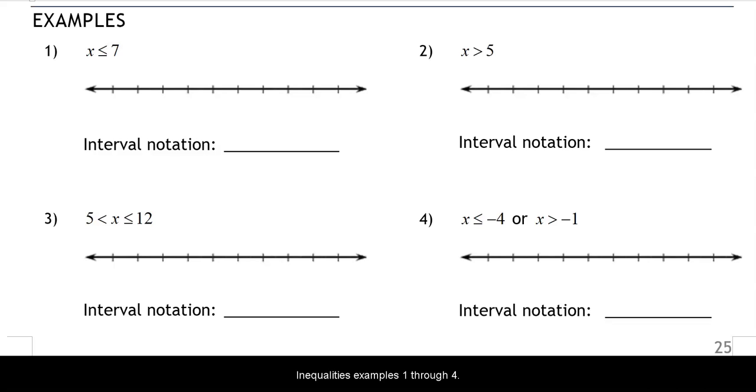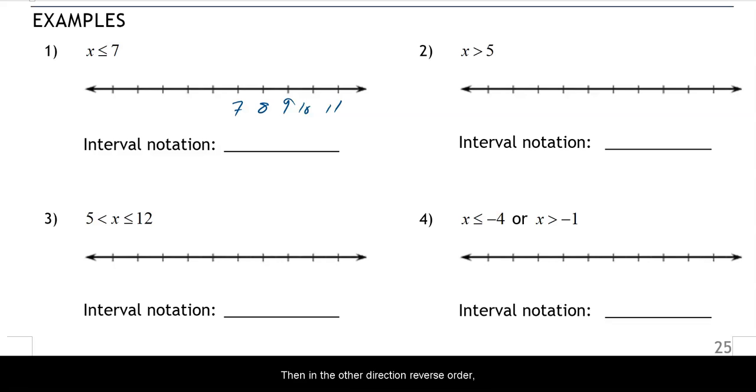Inequalities Examples 1 through 4. For example 1, we have x is less than or equal to 7. When I'm graphing, I like to put the number that we're given in the middle, or as close to the middle as I can get. So 7, 8, 9, and so on.